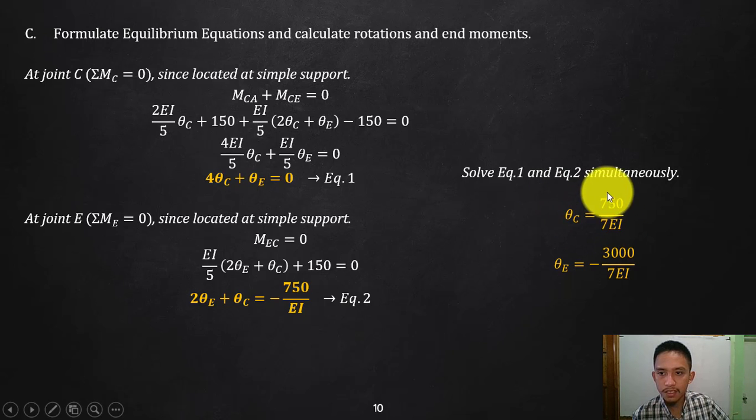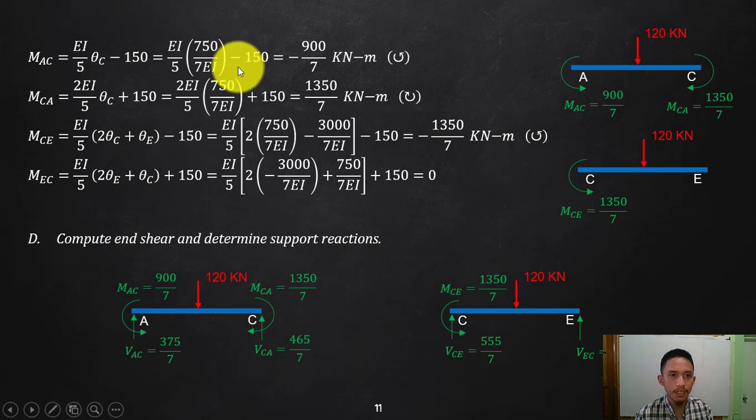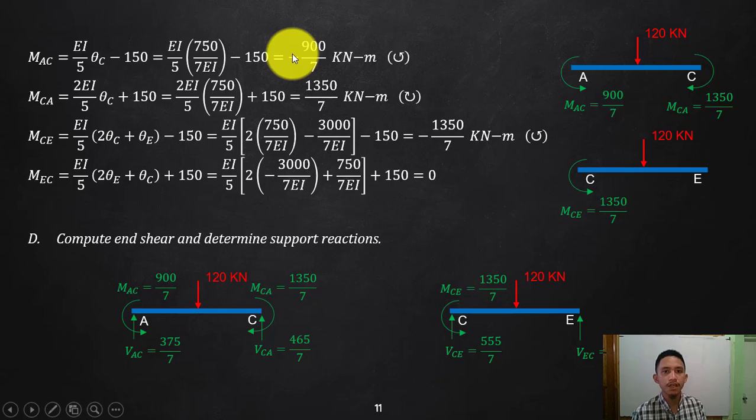So theta C is 750 over 7 EI, and then theta E is negative 3000 over 7 EI. So we will take the sign. Okay. So these are your variables in your equilibrium equations and at the same time in your SDE equations. So go back to your SDE, substitute the theta C and theta E. So MAC, substitute your theta C, which is 750 over 7. You will end up here with negative 900 over 7. That is your moment.